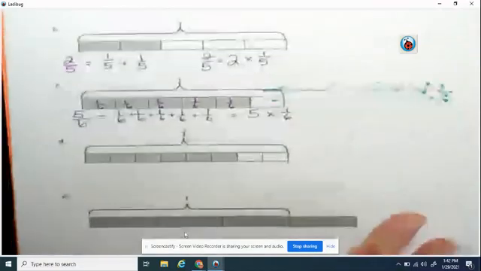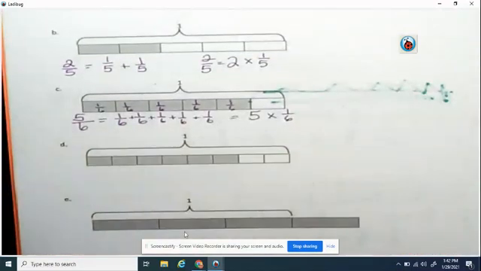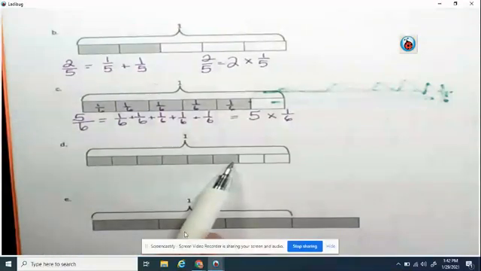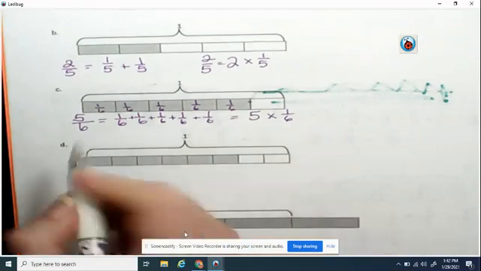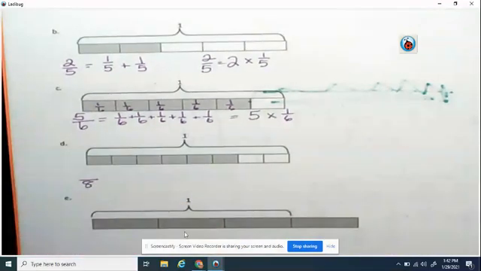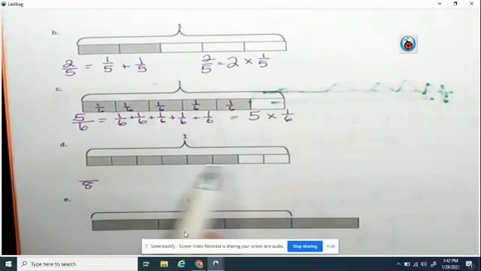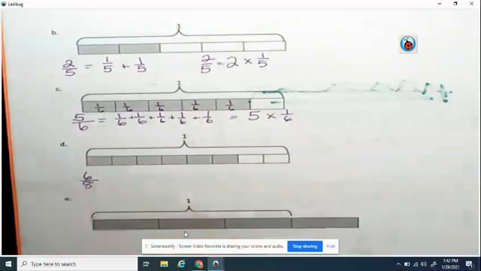All right, here's another one. I've got a whole. All right, and inside of this whole, I've got 1, 2, 3, 4, 5, 6, 7, 8 total parts. So first we're going to count our total. How many are in the whole? There are 8 total parts in the whole. 1, 2, 3, 4, 5, 6 parts are shaded. All right, 6 are shaded.